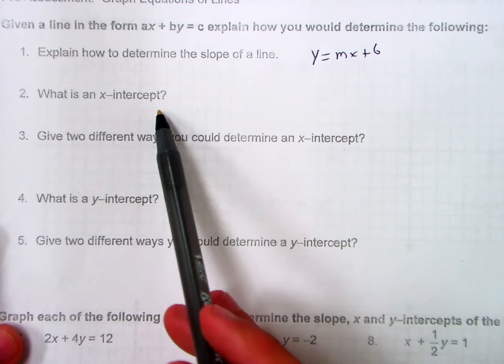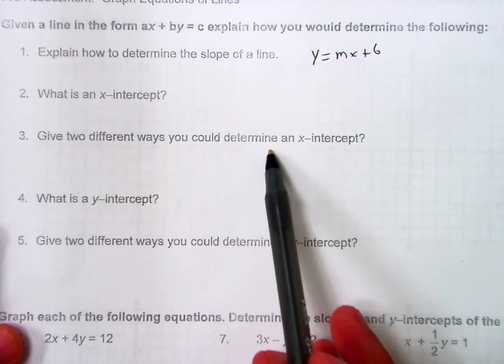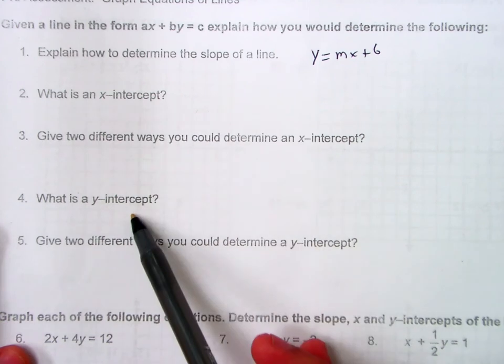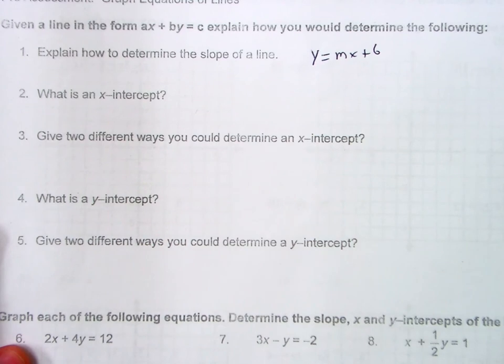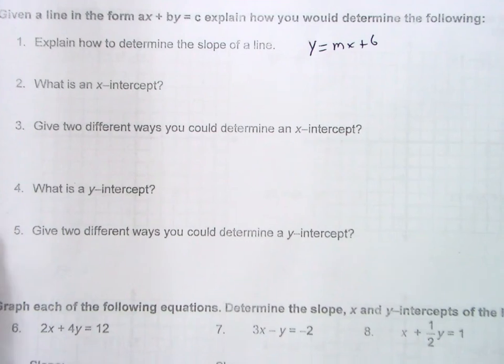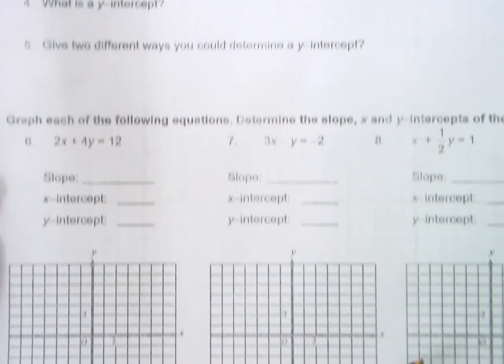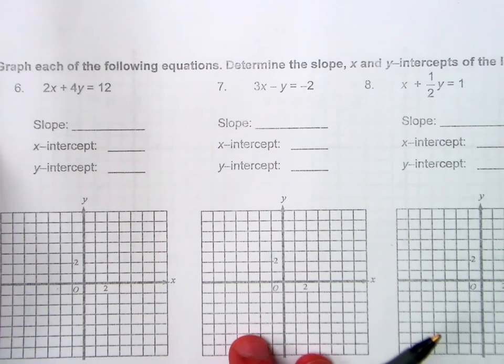What is an x-intercept? Give 2 different ways that you can determine an x-intercept. What is a y-intercept? Give 2 different ways you can determine a y-intercept. So we're going to go ahead and answer all of that here in just a second. Let's just start off with number 6.